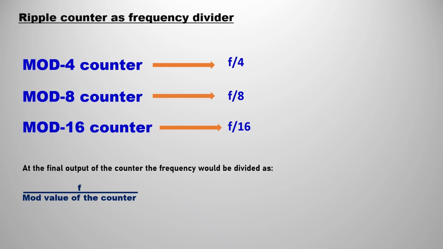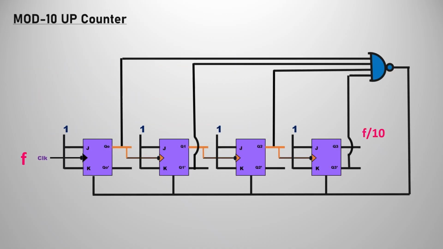At the final output of the counter, the frequency would be divided as f by the mod value of the counter. With this only, we are calling the ripple counter a frequency divider. So this is the application of the counter. If at any time we want to divide the frequency further and further, we can use ripple counters to have this frequency division. Okay, we have understood: at the last flip-flop, the frequency would be f by modulus.